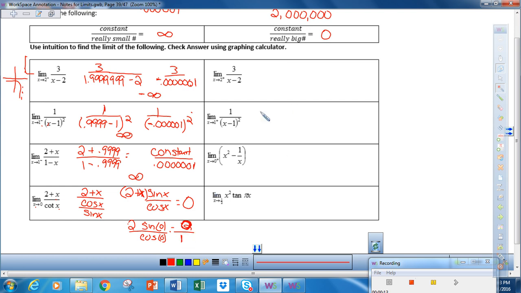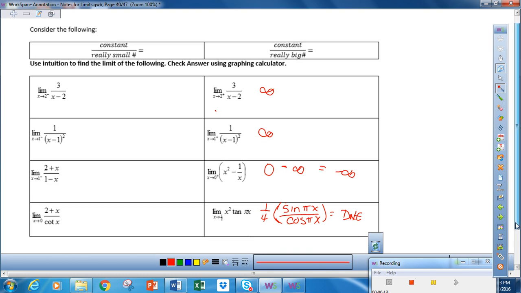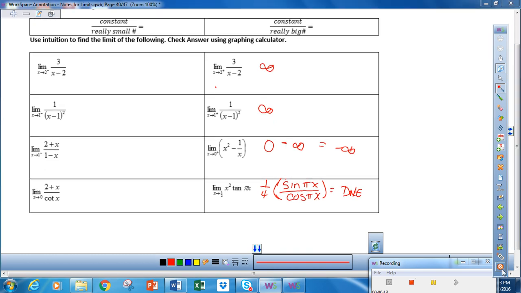Okay? What I'd like for you to do is pause the video, and then do the problems on the right, and come back when you're done. Okay, so the answers to the problems on the right are here. This one was the same as this because we're squaring it, so it doesn't matter if I'm coming in from the left or the right. That's going to be positive infinity.